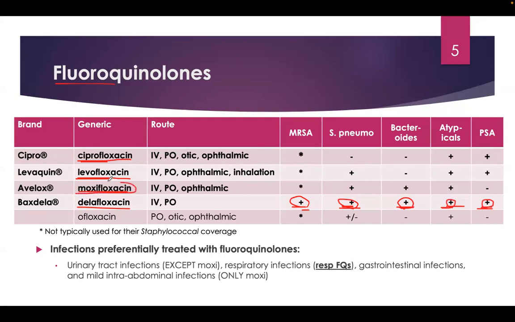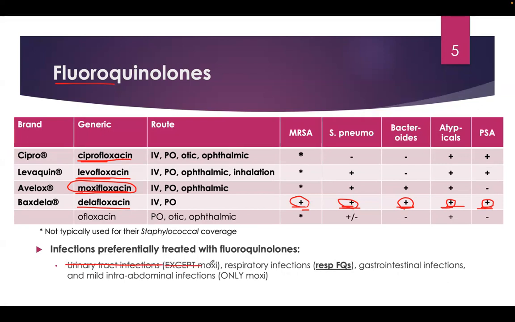So you would never use this for a UTI. You couldn't do that. But you need to appreciate the spectrum of activities for these. And I think this chart is the best way to do that. So infections that we treat with fluoroquinolones, urinary tract infections, not so much now. If it's complicated, you can. For the most part, it's just respiratory infections, specifically pneumonias.